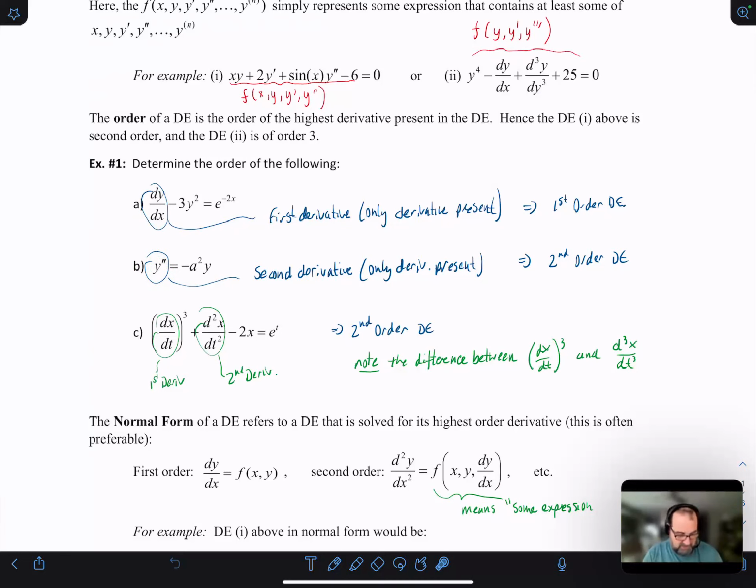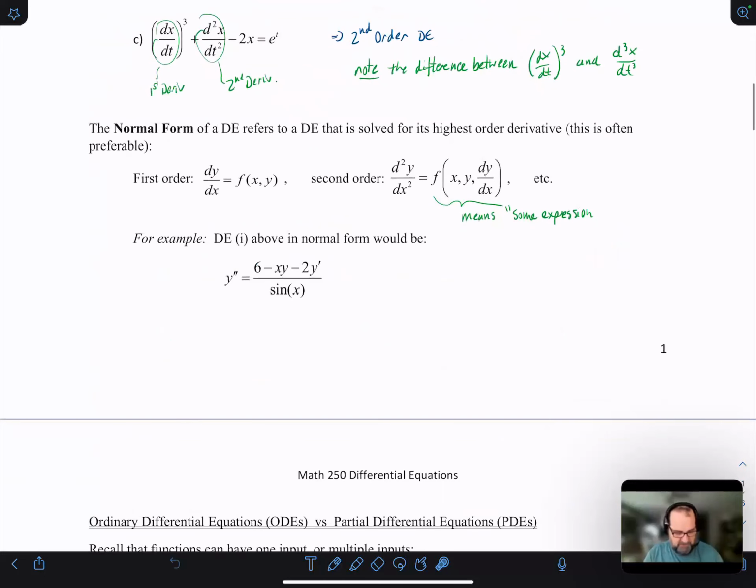And the last one is the trick question. We would read this as follows: dx dt to the power of 3, that is a derivative raised to the third power. That's a first derivative raised to the third power, not a third derivative. This is a second derivative. So this part C here would be a second order DE. Again, this is somewhat subtle with the notation, but once you've seen it, it shouldn't be terribly difficult.